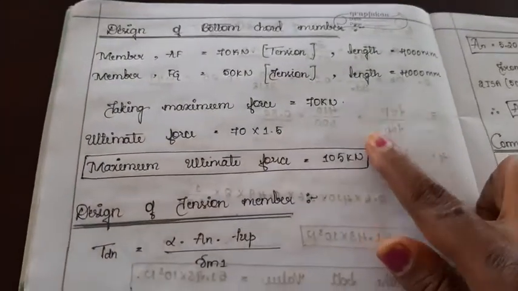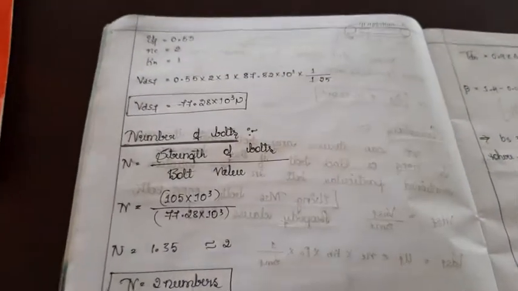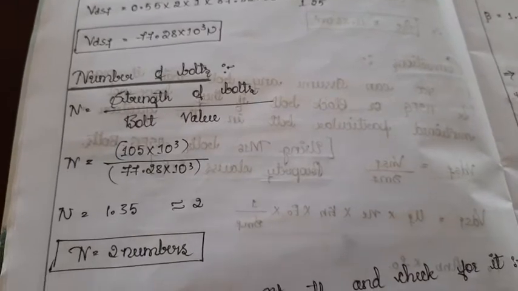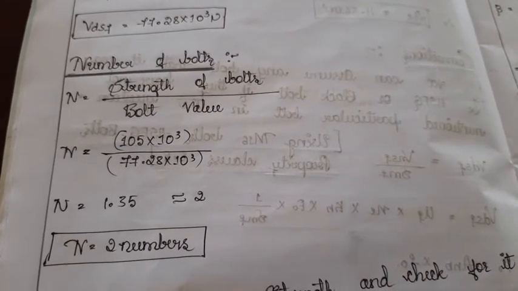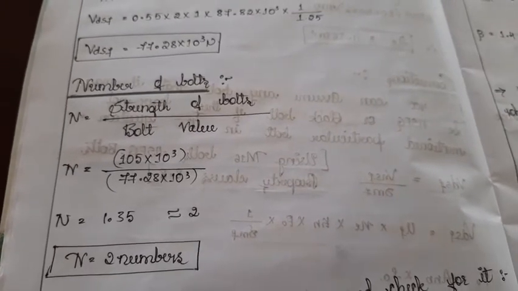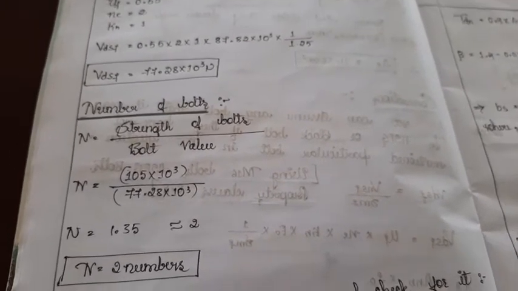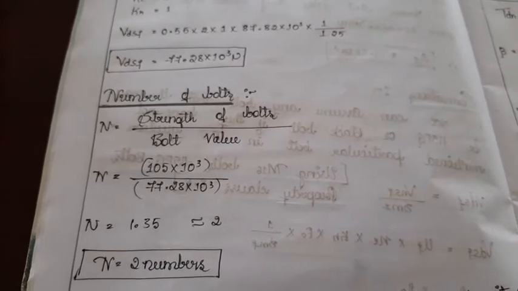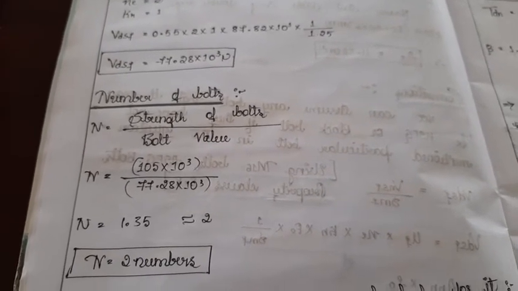The strength of the bolt is here. So maximum ultimate force is there, no? So that one. And the bolt value is 77.28 kilonewton. When you calculate, the number of bolts will be 2 numbers. Already in the previous class, the conditions I have told you, the number of bolts should not be less than 2. Okay. The same way it is exactly 2, it is okay, it is considerable.